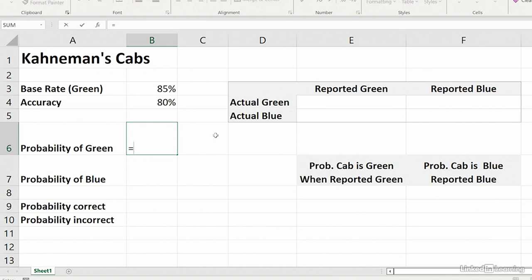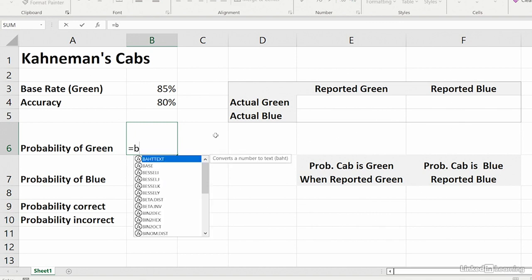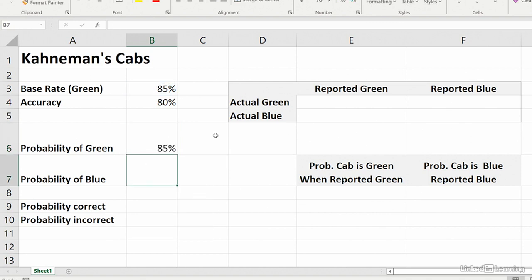So I'll type an equal sign, and that will be equal to B3, which is the base rate for green. The probability the cab is blue is 1 minus the probability it's green. So in B7, I'll type equal, 1 minus B3, and enter. And 85 plus 15 is 100, so I know that those formulas are correct.